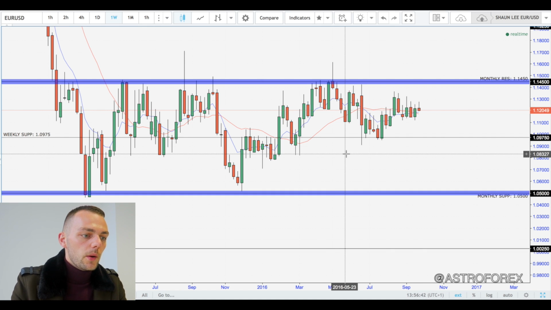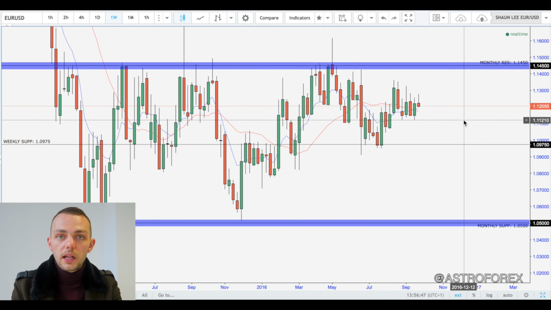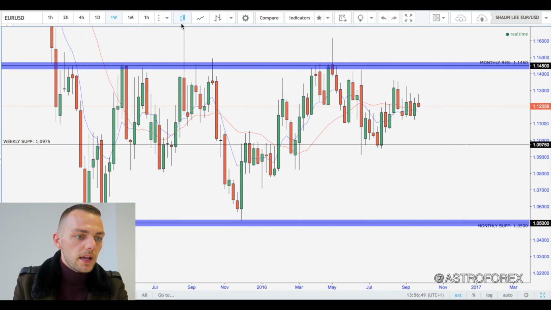So anyway, technically, Euro USD, we've got the monthly moving averages crossed over, the weekly moving averages now crossed over, as you can see right here. Okay, so there's two factors there.